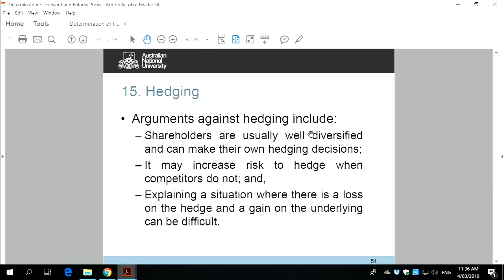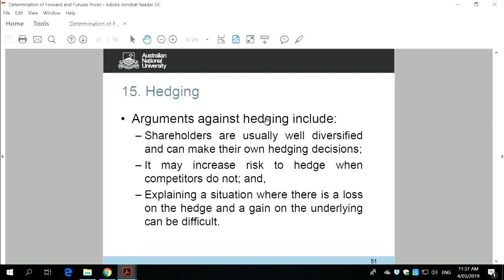Now, if I'm already holding all the stocks in the market, then I shouldn't be worrying that Qantas is subject to aviation fuel risk. Why? Because if Qantas this year made a loss because the aviation fuel price increased, my oil company stock share price went up, right? Because oil companies benefit from a fuel price increase, so that would cancel each other out. As a shareholder, I'm still doing fine. So why should Qantas waste my money to hedge? That's the argument against it.